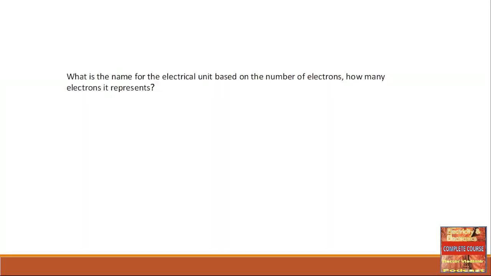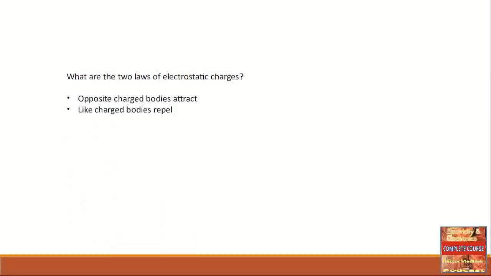What is the name for the electrical unit based on the number of electrons? How many electrons does it represent? That unit would be a coulomb, and it would represent 6.24 times 10 to the 18th power of electrons. What are the two laws of electrostatic charges? Opposite charged bodies attract, and like charged bodies repel.